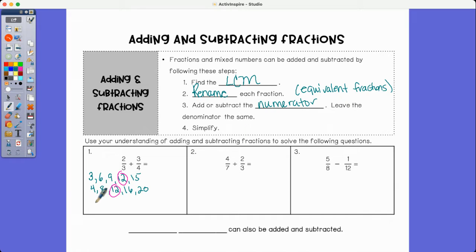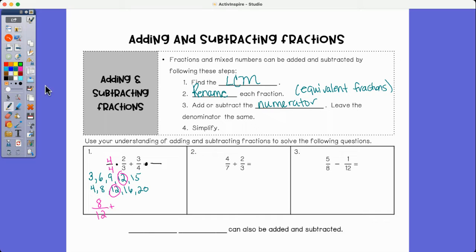So when we write our fraction, we're going to change this to twelfths. And so we're going to ask ourselves, what do I have to do to 3 to get to 12? And the answer is I need to multiply it by 1, 2, 3, 4. And whatever I do to the bottom, I do to the top. So we're going to rename this by multiplying it, making it an equivalent fraction. 4 times 2 is 8, and 4 times 3 is 12. There is our first new number.